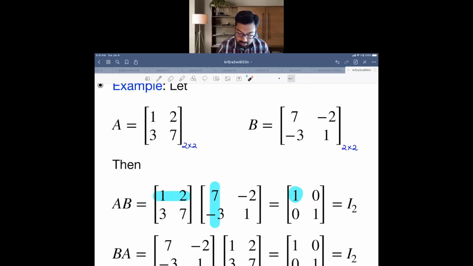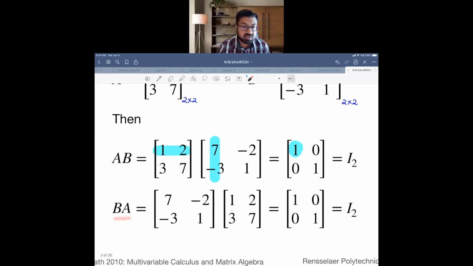And now let's take a look at what happens when we try to find BA. So I'm putting the B matrix first and then A, same matrices. And if I do the math over here, again, I will get an identity matrix. And we can check another element here. Let's say we check for this 0. How do we get that 0? That is present at row 1, column 2 of the answer, of the product. So I'm going to take row 1 of B and do a dot product with column 2 of A. In that case, I'm going to get 14 minus 14, and I get a 0 there.